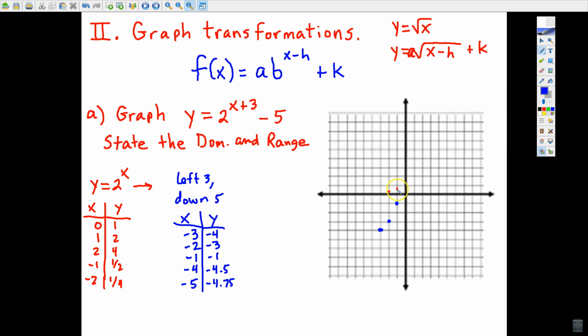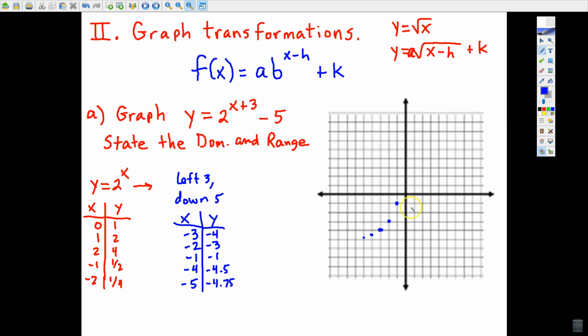Okay, same thing here. This is negative 1, 1/2. So I'm going to go left 3, down 5. Make sure you maintain that half. And finally, left 3, down 5. All right, so you can see once you learn those translation rules, it makes it easy to transform any parent. Once you understand what the parents look like, the transformation should begin to get a lot easier.